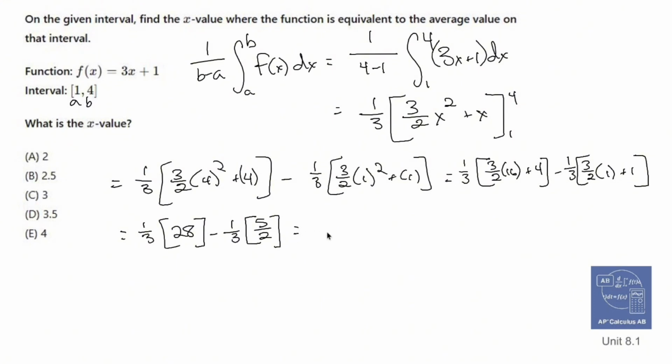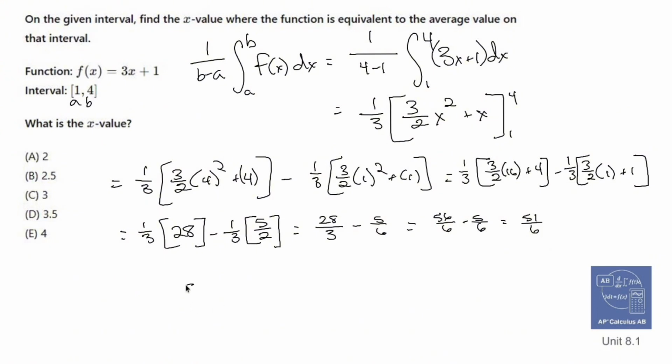All right, so 28/3 minus 5/6. So let's turn 28/3 into, what would that be? 56/6 minus 5/6 is 51/6. Holy Christmas. All right, so I've got it. That's my average value. I need to find the x that gives us that.